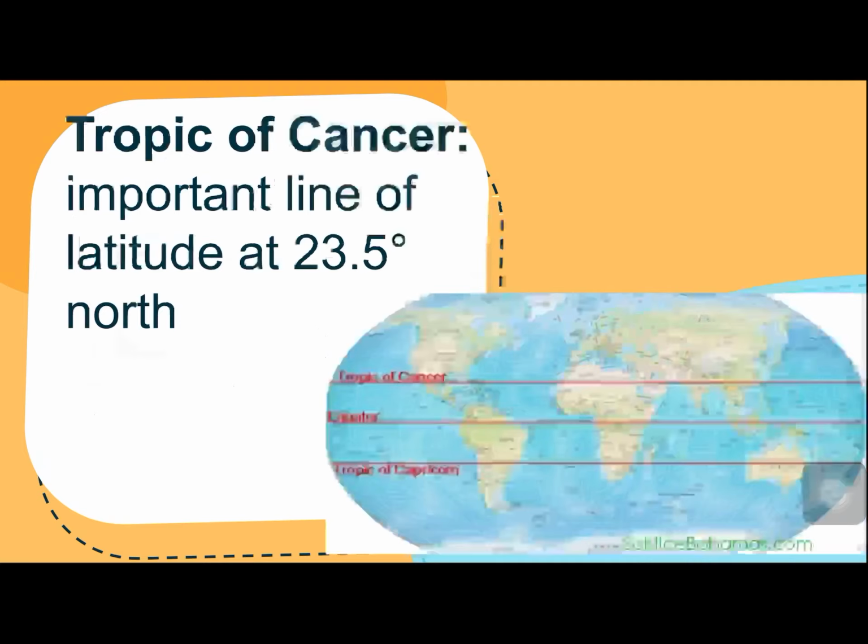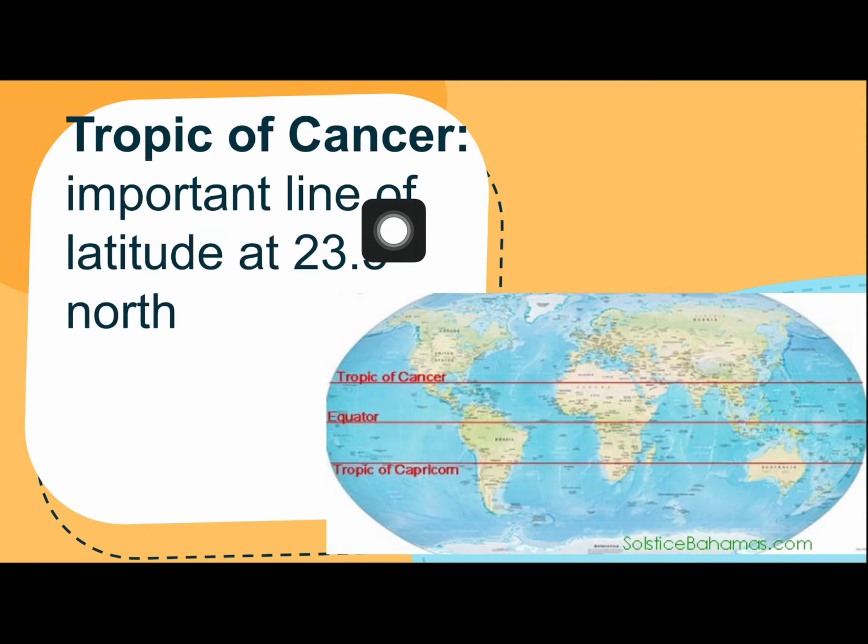Say Tropic of Cancer. Good. This is an important line of latitude at 23.5. Do you remember what this stands for, that little circle? Degrees, at 23.5 degrees north. And if you look on here, our Tropic of Cancer is right above our equator.